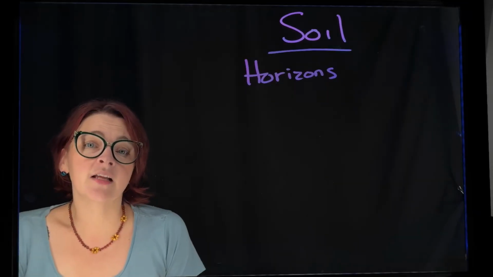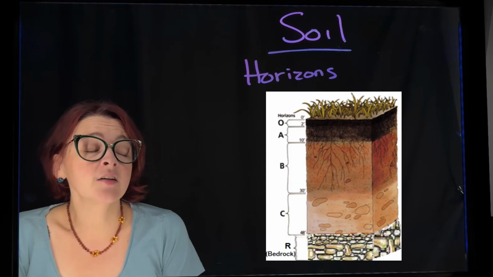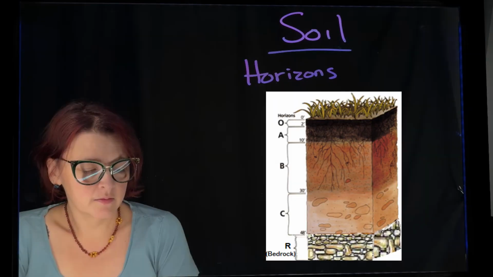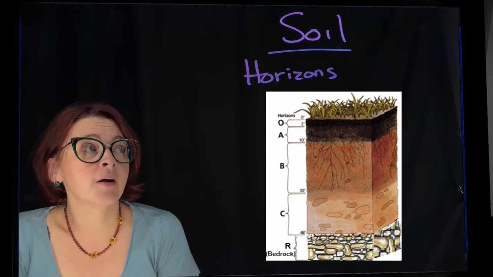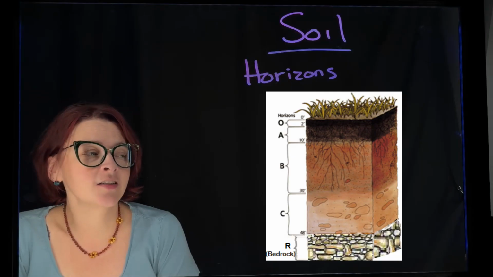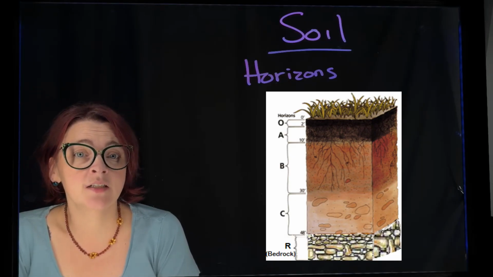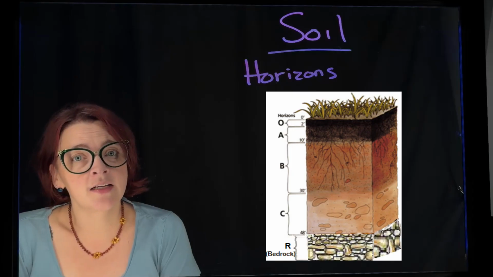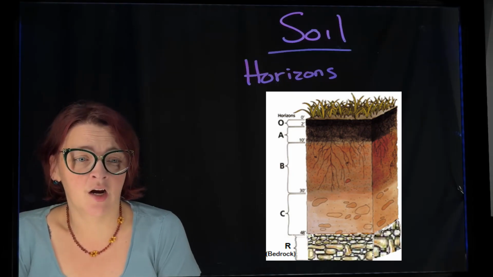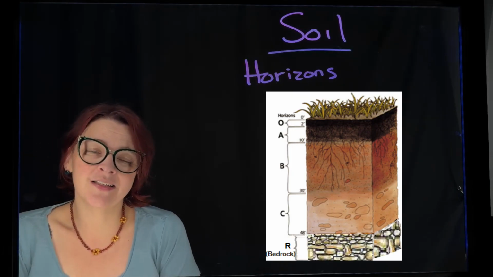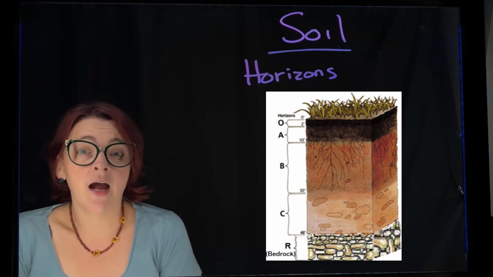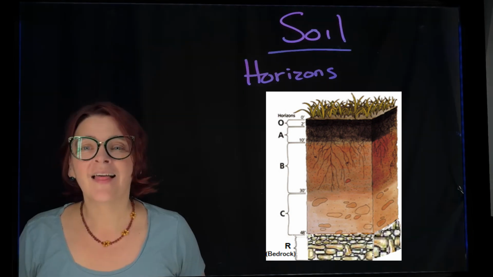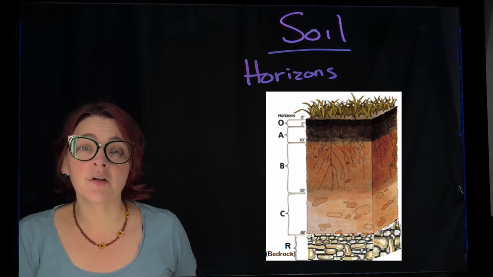Now let's take a look at soil horizons. Here is a picture of a crosscut of soil. So you can see the different layers from the top of the crust down to the parent material. Soil horizons are not consistent in every area. Some soil horizons are larger in some areas. Some might even be non-existent. Let's go through each of the soil horizons.